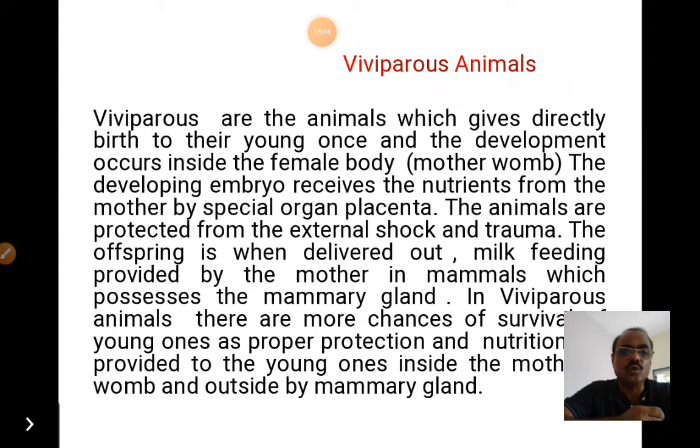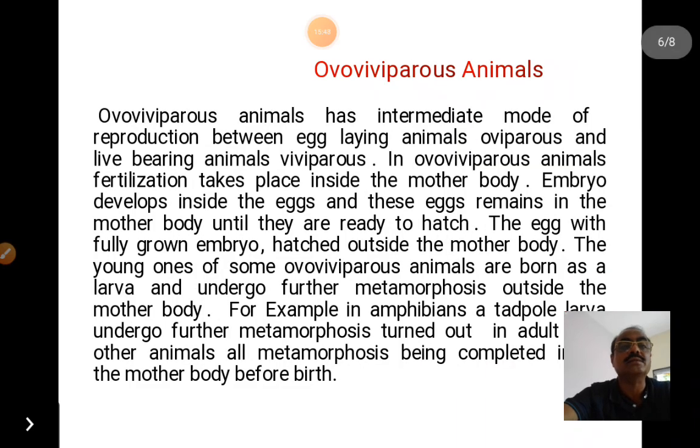That's why in viviparous animals the chances of survival are more as compared to oviparous animals, because in oviparous animals there is no protection and no feeding done outside the body, and oviparous animals lay the eggs in the environment. That's why the chances of survival in oviparous animals are very less as compared to viviparous. In viviparous animals, nutrition is provided by the placenta inside the mother, and when the animals deliver their offspring outside the body, food is also provided by the mammary gland. That's why the chances of survival of viviparous animals are more as compared to oviparous animals.